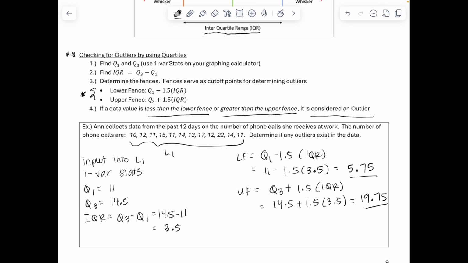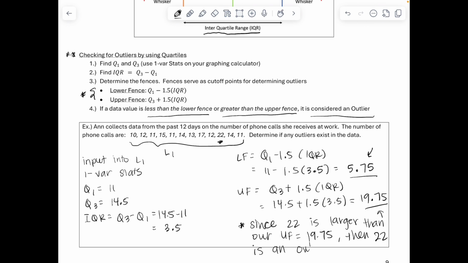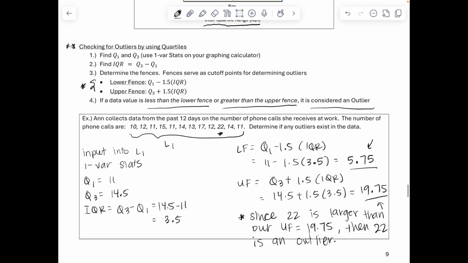So now you need to look at your data, and is anything smaller than your lower fence? Anything smaller than 5.75? And no, there's nothing smaller. However, our upper fence is anything larger than 19.75. And yes, we have one data value up here, 22, that is larger than 19.75. So we're going to say since 22 is larger than our upper fence, which was 19.75, then 22 is an outlier. So this is an extreme value that we have.